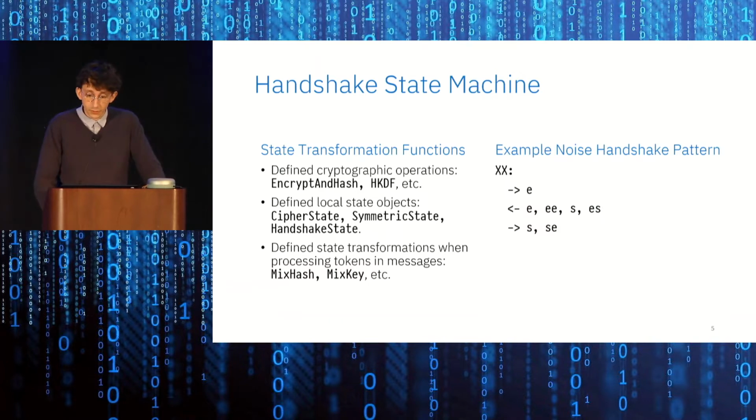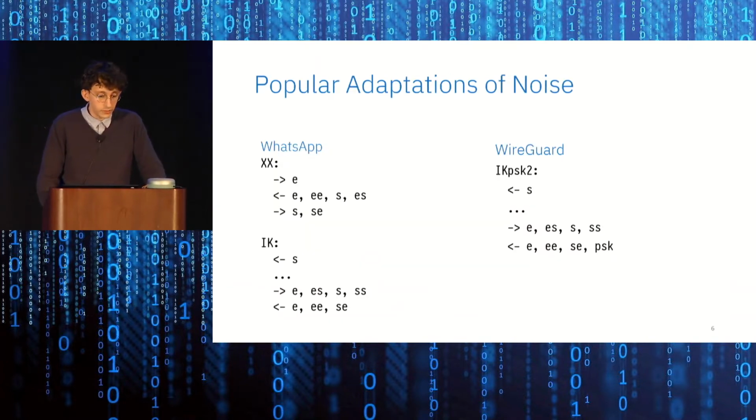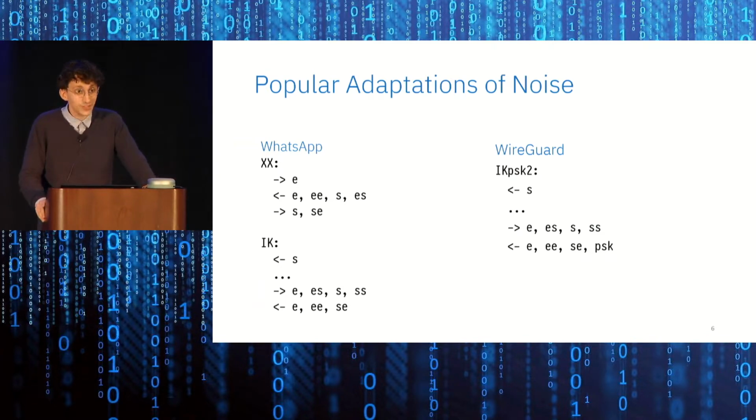Now, Noise is used in many cool applications, such as WhatsApp. Have you heard of it? People use it. And so it uses Noise. And also WireGuard, which is a cool new open source project by Jason Donenfeld. You should check it out. It's an open source project. It's a VPN. It also uses Noise.